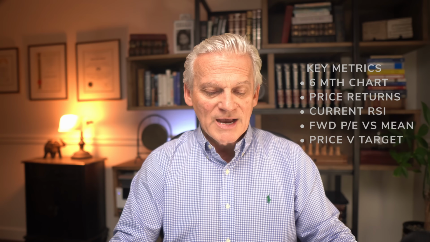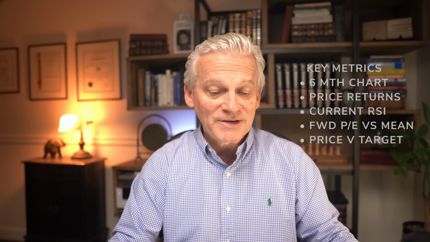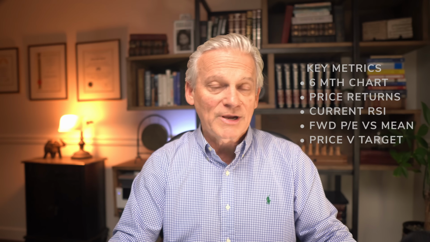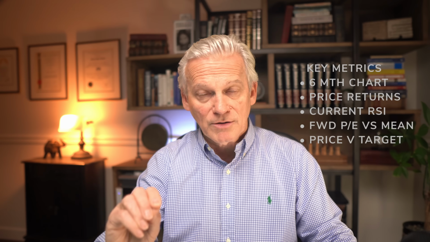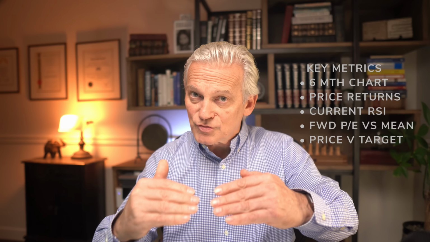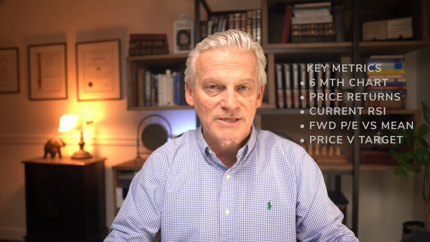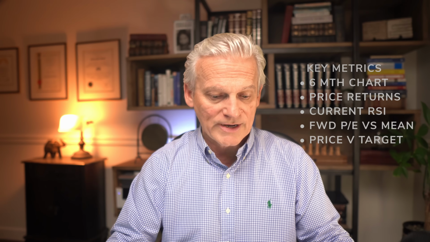The key metrics I'm going to cover: I'm going to look at a 6-month chart for each. I'm going to look at the price returns from a year to 1 month more recently, and the current 14-day relative strength index, the RSI. I'm going to look at a forward price to earnings ratio versus the mean. Generally speaking, another starting point is if you're trading below that mean, it might be undervalued. If it's trading above, it might be an indication that the stock is overvalued. I'm going to look at the current price versus the average target out there.